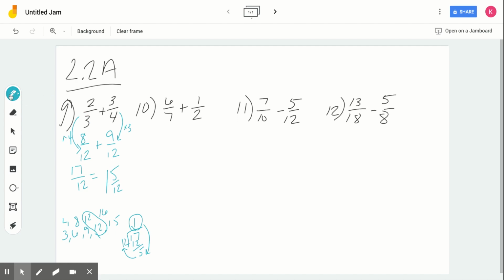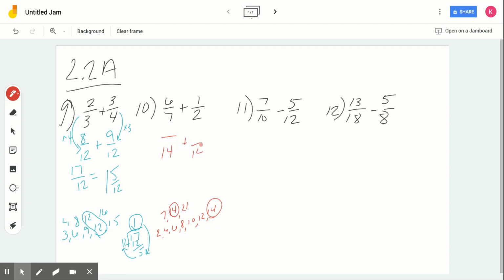Now, if you look at number 10 here, we're going to do the same thing. We're going to count to find the multiples. So 7, 14, 21. Multiples of 2: 2, 4, 6, 8, 10, 12, 14. We can see that their least common denominator would be 14.